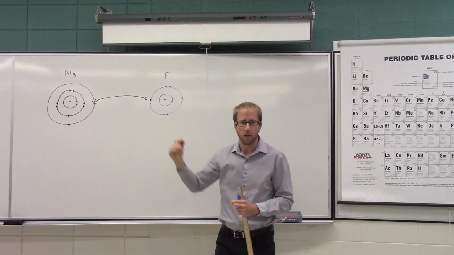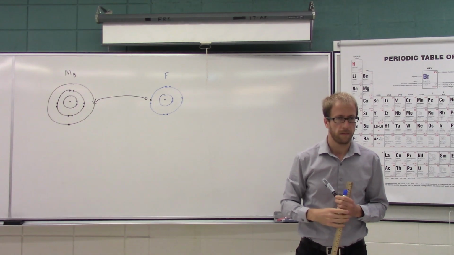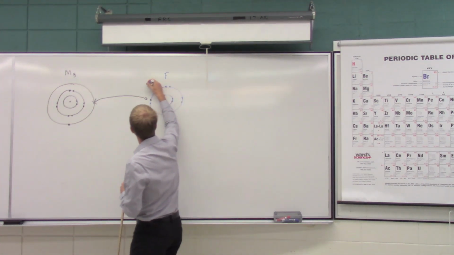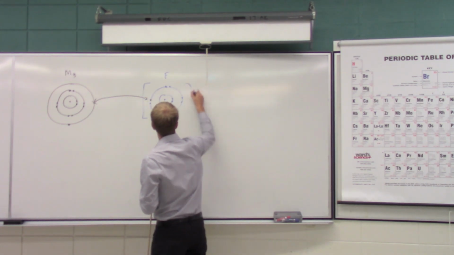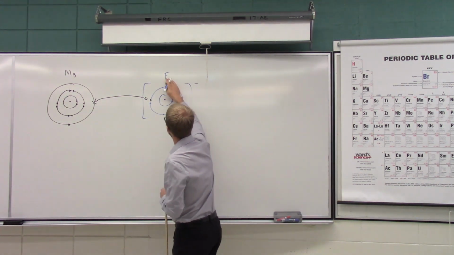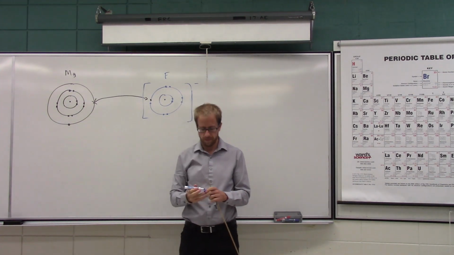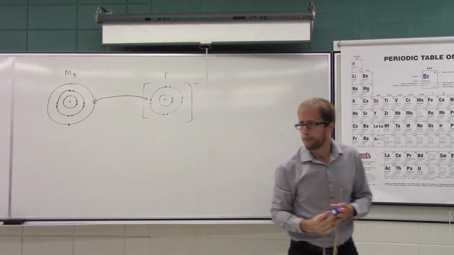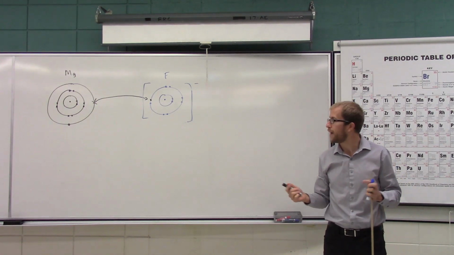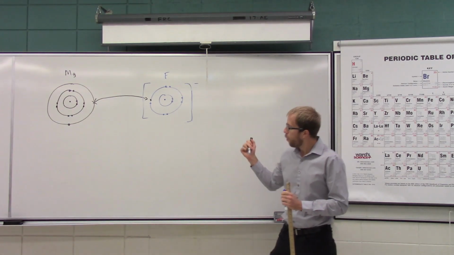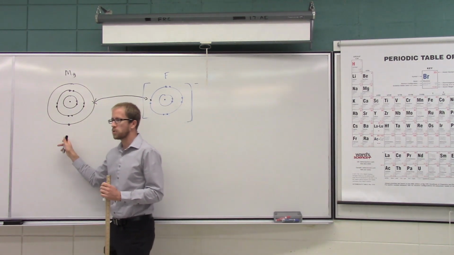And by gaining an electron, what will the charge on this fluorine now be? It'll be negative 1. So our fluorine now will have a charge of negative 1. But is our magnesium happy? Why not? Why isn't our magnesium happy? It still has one electron in the outer shell. Excellent. It still has 1 electron in its outermost shell.